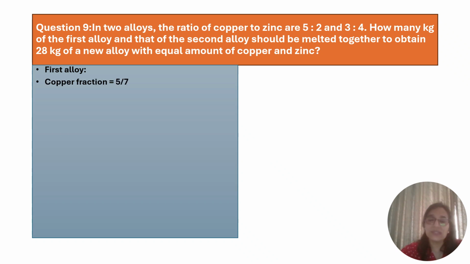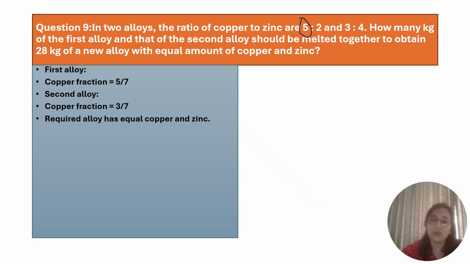First alloy, if you see, copper fraction is 5 upon 7. So how did we get 5 upon 7? 5 is copper to zinc, so copper, we have 5. As I told you, you need to divide it by the sum of the ratio. So that is the rule when we try to solve the questions related to ratio. Second alloy is 3:4, so the copper fraction will be 3 upon 7.